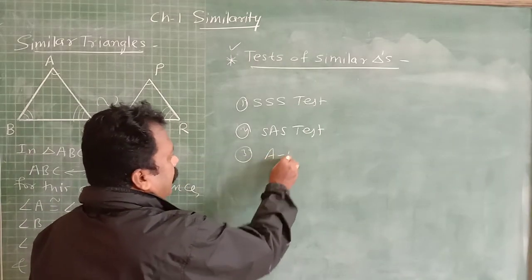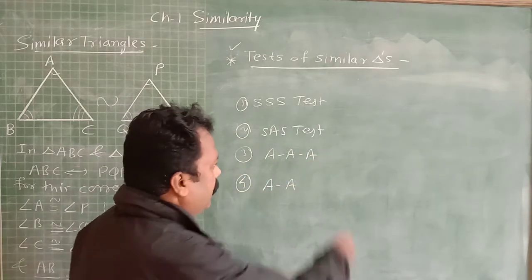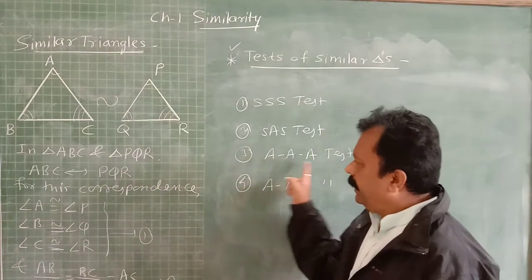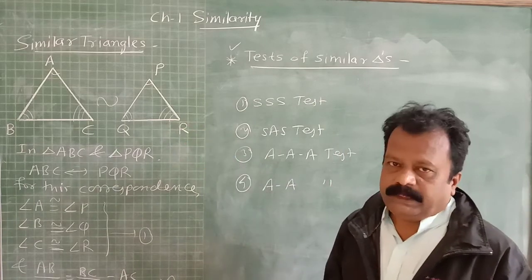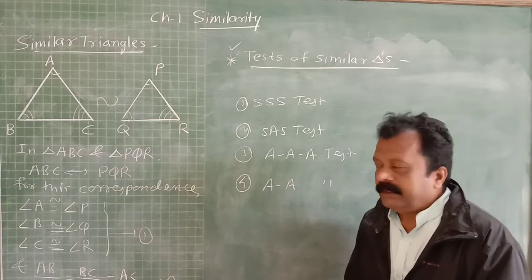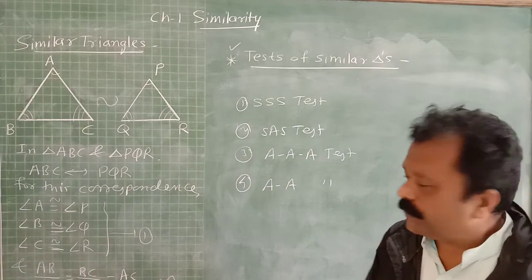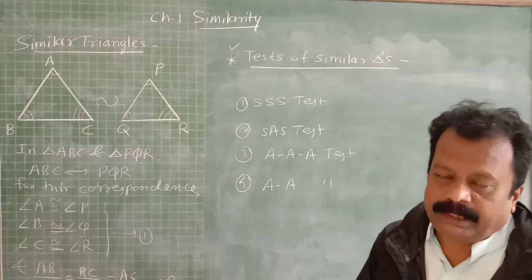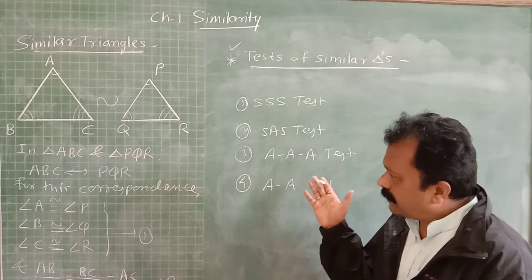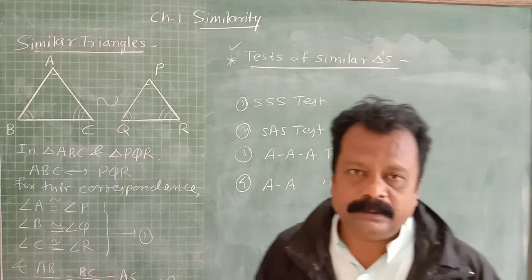Now the third is the AAA test and the last is the AA test. These are the 4 cases of similarity between two triangles. In the AAA test, all pairs of corresponding angles must be congruent, then we can show two triangles are similar. And in the AA test, only 2 pairs of corresponding angles must be congruent, then also we can show two triangles are similar by the AA test. Like this, there are 4 tests of similar triangles. And the remaining parts we can show to be automatically congruent or proportional. That we will see in the next session.